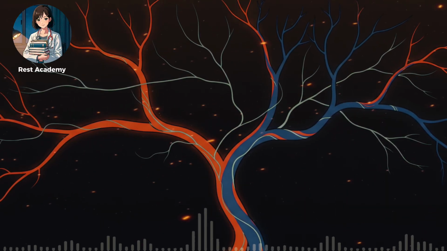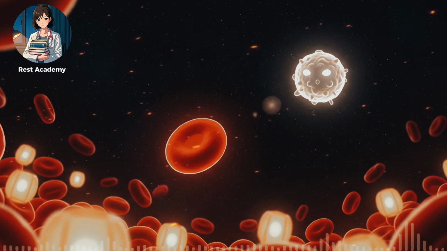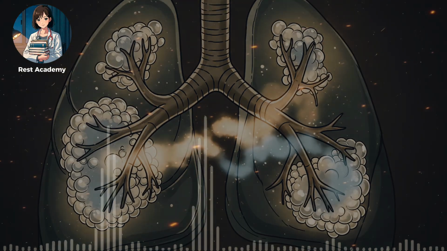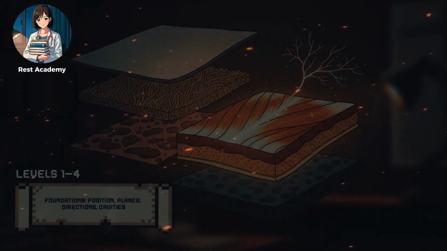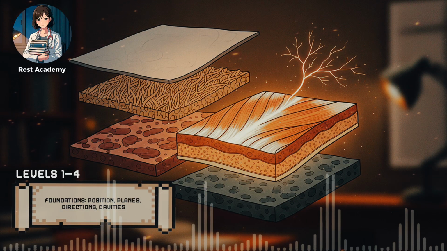So take a slow breath. Tonight we begin with the first 4 levels: foundations, tissues, skin and fascia, and bones. Your mind pictures a body on a table under soft light.